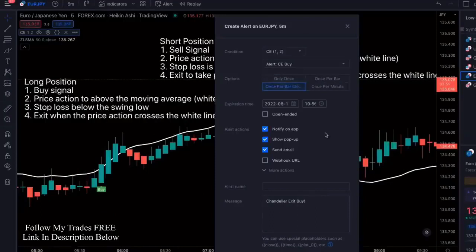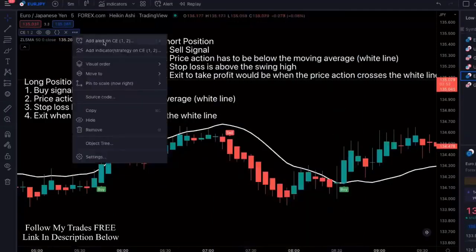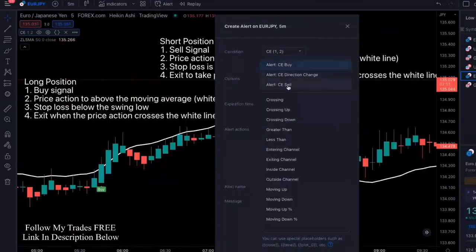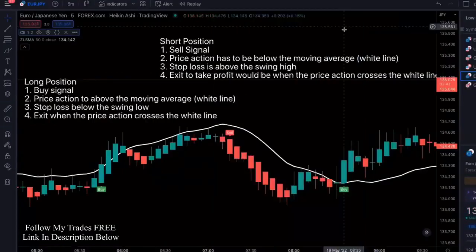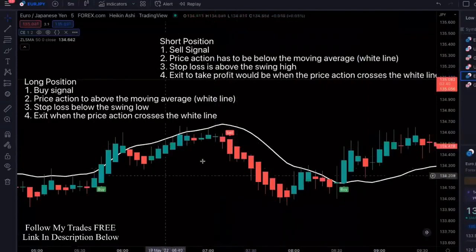Once you create that, you're going to come back in, add alert. You're going to do a sell once per bar close and then create. So this way you get the exit signals, I mean the sell signals, and you get the buy signals.